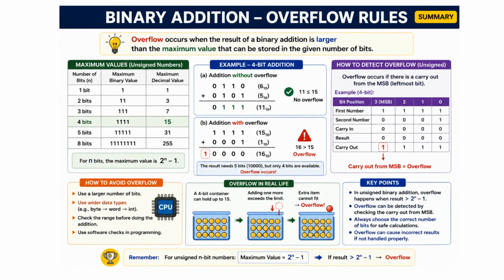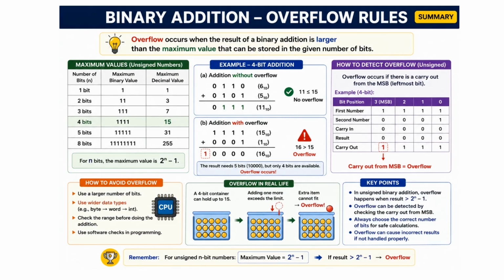Let's summarize the overflow rules. Overflow happens when the result of a binary addition is larger than the maximum value that can be stored using the available number of bits. For an unsigned number, the maximum value is calculated using 2 to the power of n minus 1. If the result stays within this limit, there is no overflow. But if the result needs an extra bit, overflow occurs.